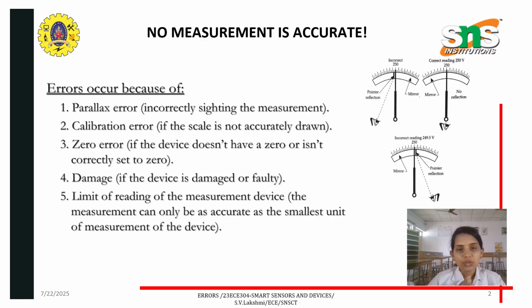Next is the limit of reading of the measurement device. This indicates the smallest unit of measurement of a device. For example, when I take a ruler, the scale which we use, we can measure from 1 centimeter, and the smallest possible is 10 mm. We cannot measure a reading below what is marked on our scale. So this is one example of limit of reading of the measurement device.